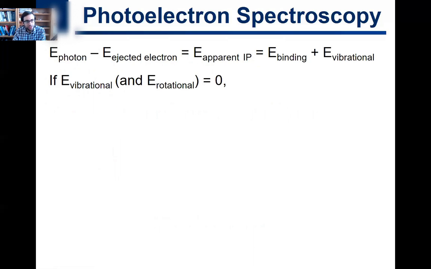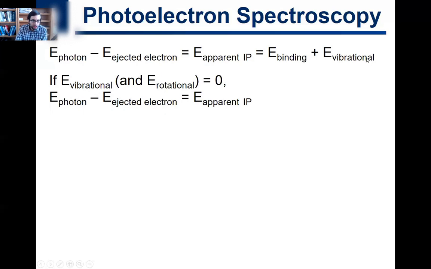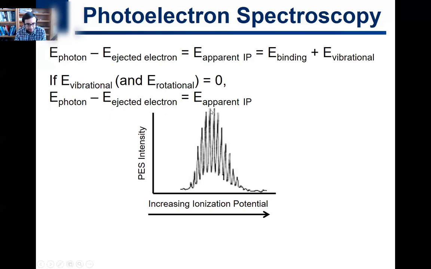If E vibrational is 0, there's also E rotational in here, okay? That's usually a smaller effect. Then obviously E vibrational goes away, E rotational goes away, and so you end up with just E apparent. And a typical plot looks like something like this.